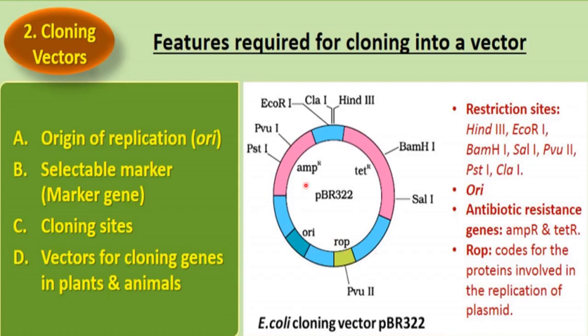So you need to learn all these things, that there are some restriction sites present here, then there are two antibiotic resistance genes present here. These pink color structures are antibiotic resistance genes, and there is one rop gene, rop sequence, which is responsible for the replication of plasmid.